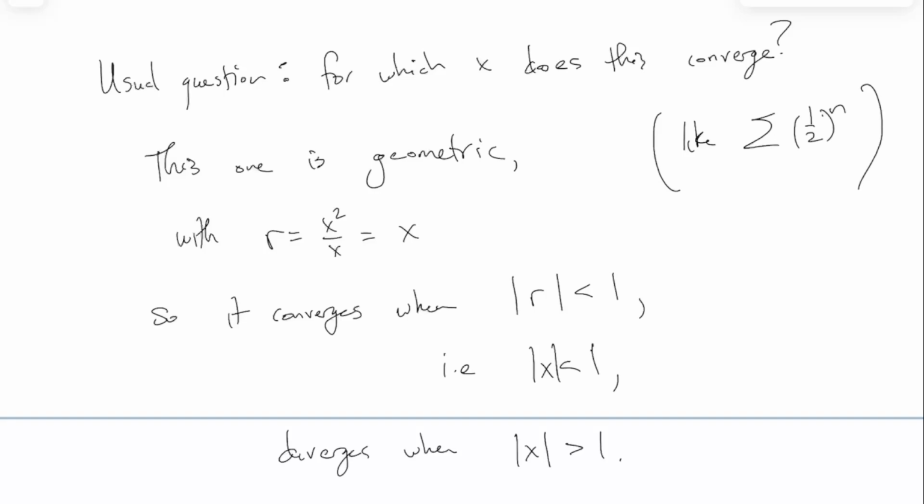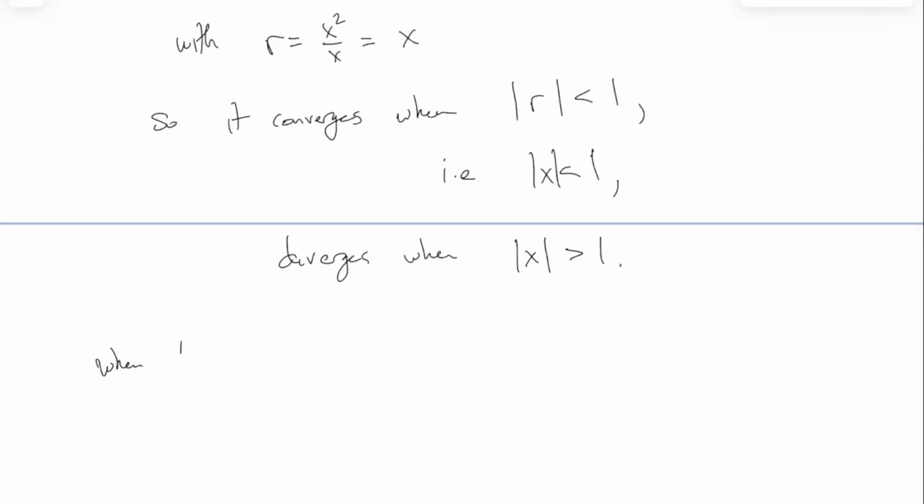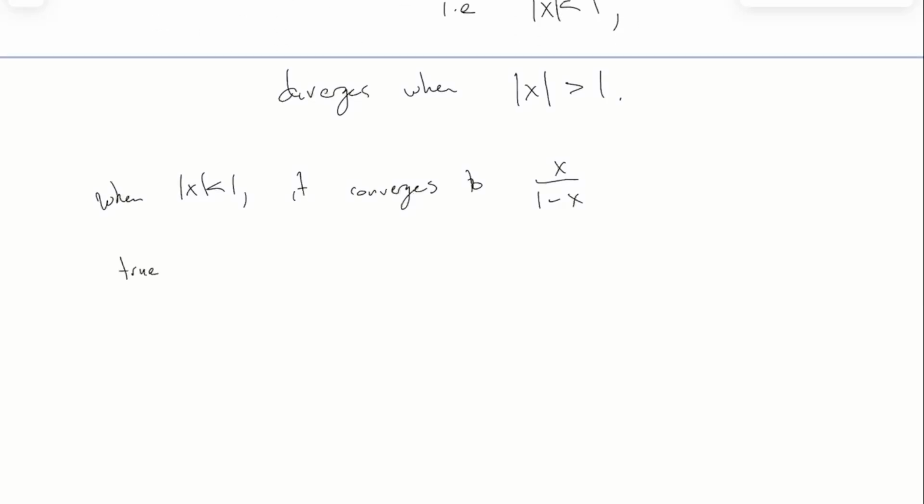And in fact, we can also say what it converges to. So when absolute value x is less than 1, it converges to, remember what it converges to is a over 1 minus r, right? So this would be x over 1 minus x. All right? And this is actually a strange but true fact, for absolute value x less than 1. The series x plus x squared plus x cubed plus and so on actually adds up to x over 1 minus x. It's true. This is a true fact.